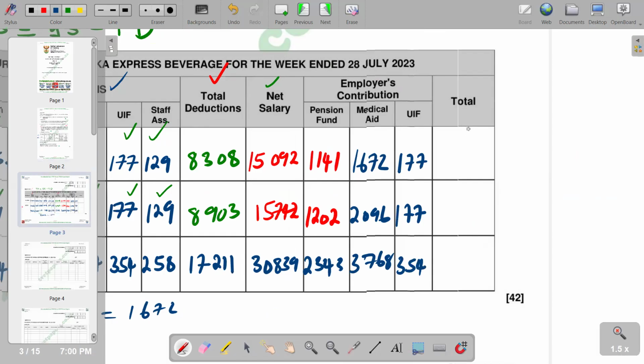Then on the total column, we're adding the total for employer's contribution. So we're saying 1,141 plus 1,672 plus 177. You get a total of 2,990. Then the same thing here, 1,202 plus 2,096 plus 177. You get a total of 3,475. And then you add the column for total, you get the final total of 6,465. And our total marks, we have got 42 marks.